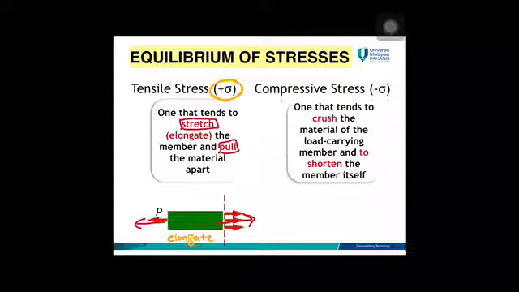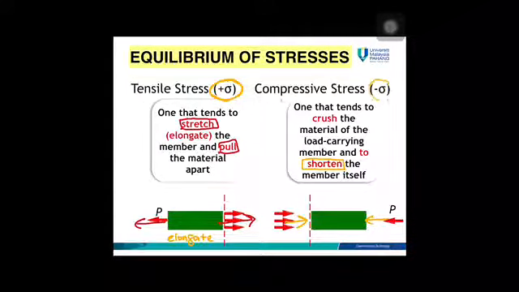How about compressive stress? Compressive stress is one that tends to crush the material of the load carrying member and to shorten the member itself. So it tends to push the material and then the material becomes shortened. So when it shortens, that's why it is negative, because it shortened.